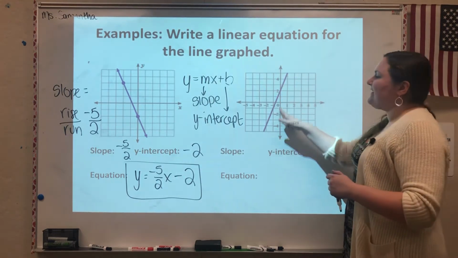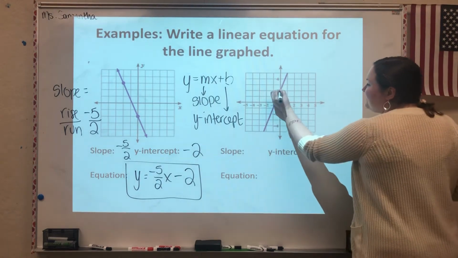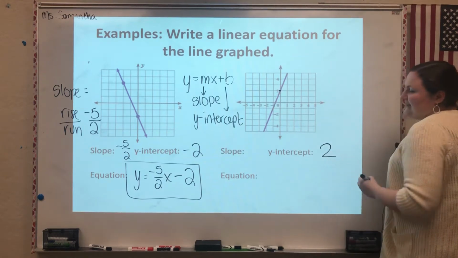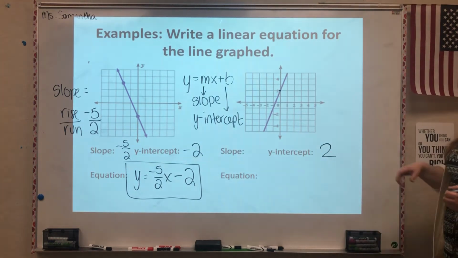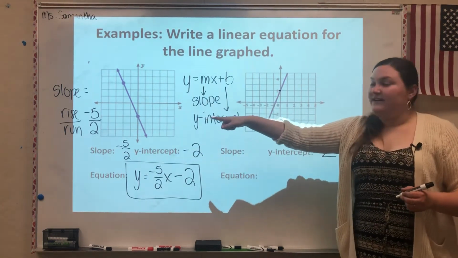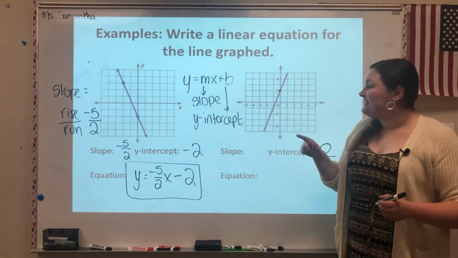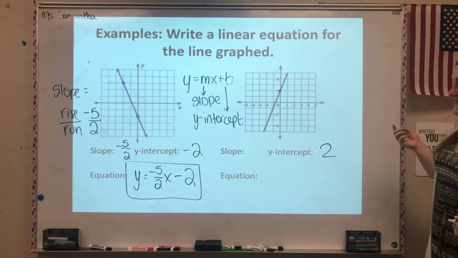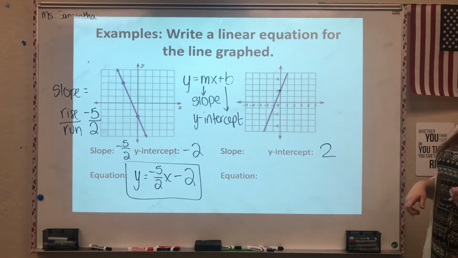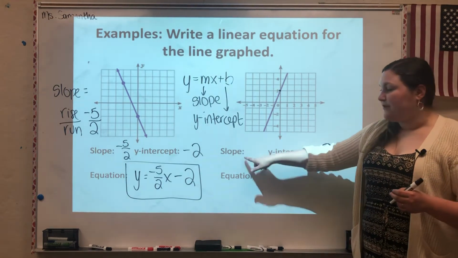Looking at this equation, go ahead, what do you think the y-intercept is of that line? Well, here's my y-axis. It crosses at +2, so my y-intercept is 2. Now the difference between this line and the line over there is that line marked points for us. This line has not marked any points. We need to find another point so that we can count our rise and run for slope.